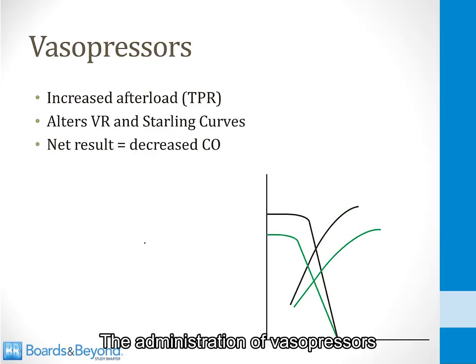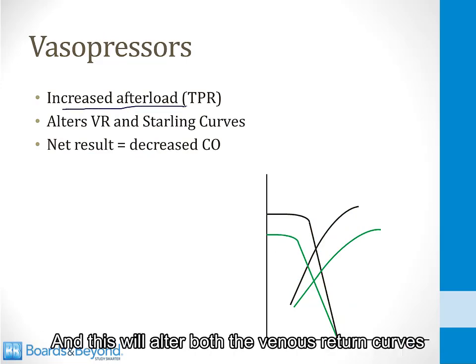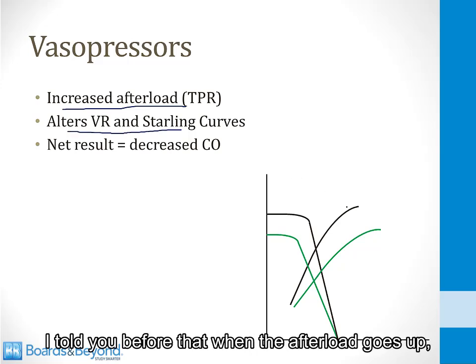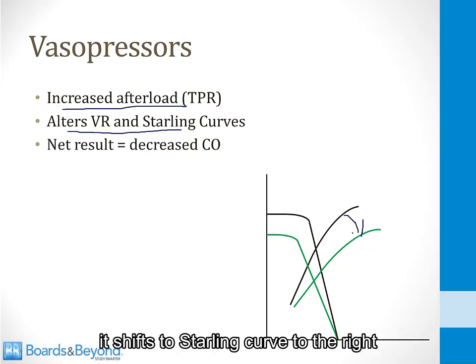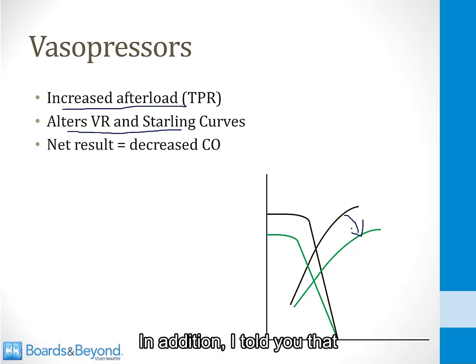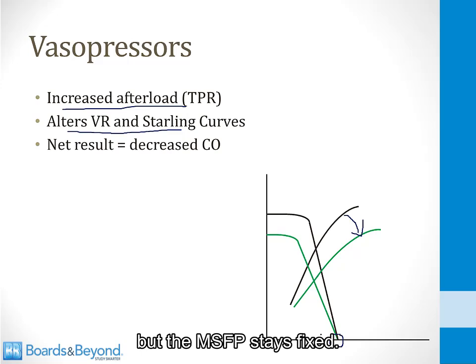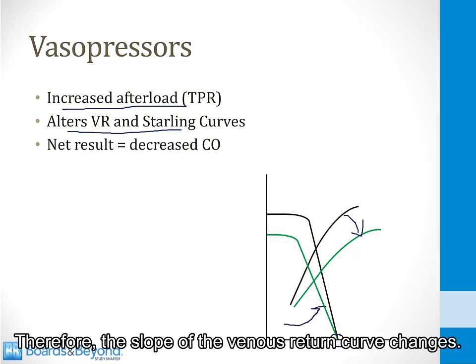The administration of vasopressors will increase the afterload or the peripheral resistance, and this will alter both the venous return curves and the Starling curves. I told you before that when the afterload goes up, it shifts the Starling curve to the right, as shown in going from black to green in this image. In addition, I told you that when the peripheral resistance goes up, it shifts the venous return curve to the left, but the MSFP stays fixed. Therefore, the slope of the venous return curve changes.